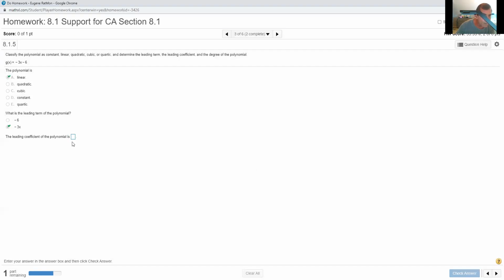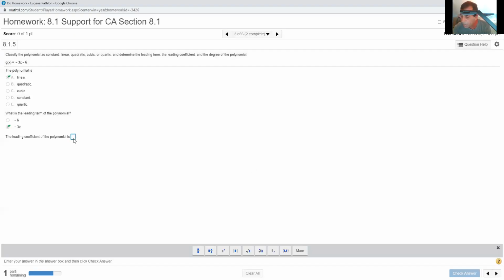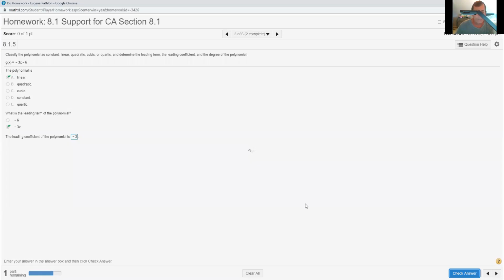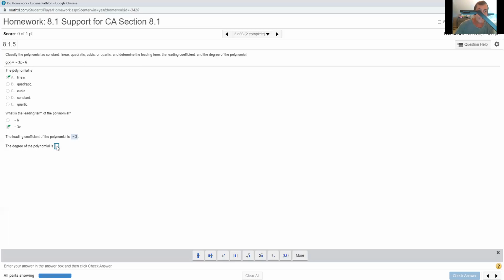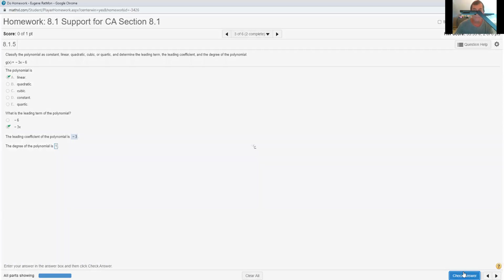The leading coefficient was the number in front of the leading term, so that'll be a negative 3 for us. Yep. And then the degree, remember we said if there wasn't an exponent there, it has to be a 1. So that would be a degree 1, which makes that a linear. All right, so was that it on that? So next question.